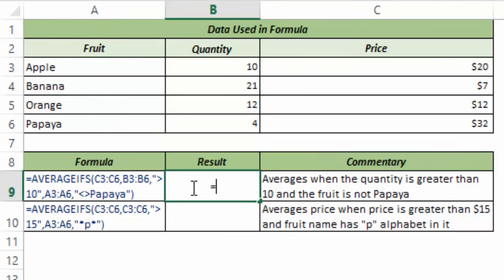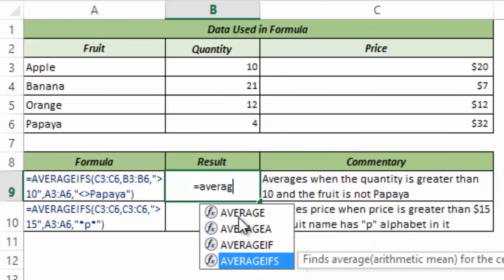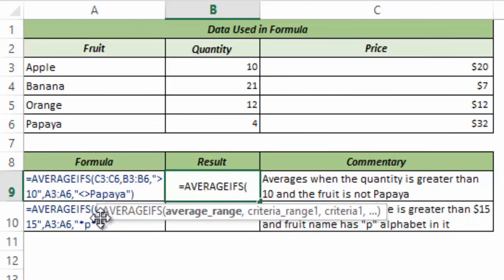So to do that, I type average, and as I type you can see Excel prompts the name of the functions. I go to average ifs and I hit tab to autocomplete the function. You can see it takes a number of arguments. The first one is average range. This is the set of those values that you want to average out. In our case it would be the price points.